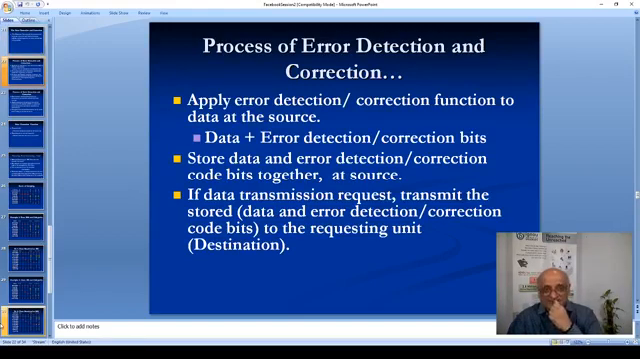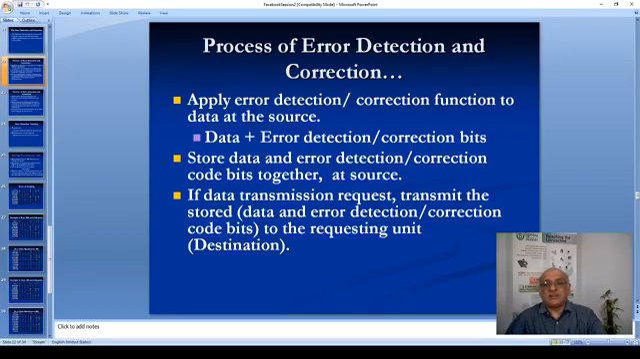Now, the next thing which we want to know is the process. So, the process of error detection and correction, how does it start? This is the source side. What we do is apply an error detection function to data at the source, and then we generate data plus error detection and correction code bits. We combine them as data, and store the data and error detection correction bits together at the source.